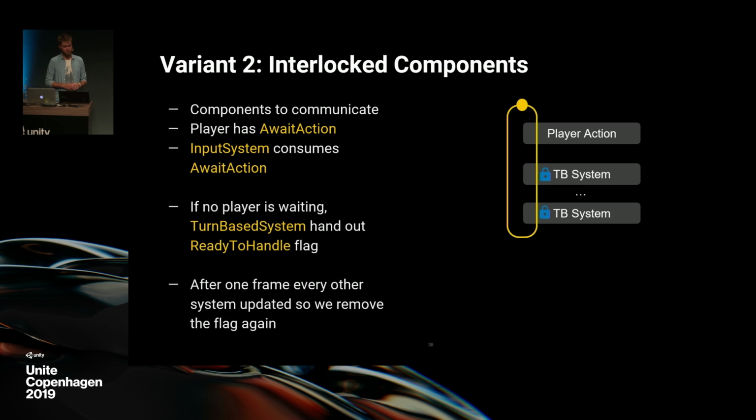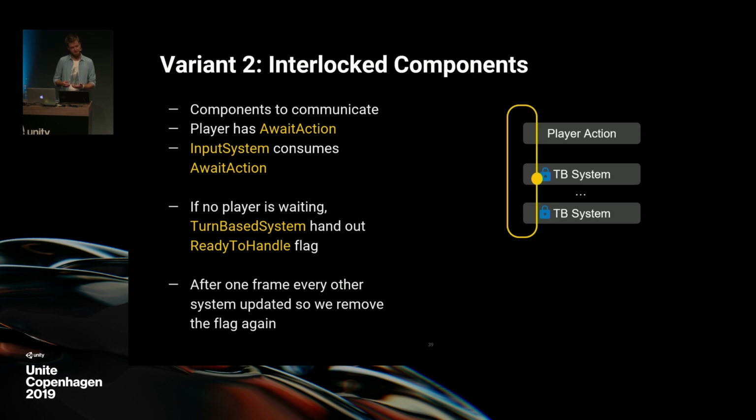So the idea is to use components without any data, just like a flag, to communicate between the systems. The idea here is that every player actor in a scene gets a flag that says, okay, you are awaiting an action. So we have this component on the player, and then when we use our input system, we actually consume this component. The input system gives the player the intention to move somewhere, and it takes away this flag that the player is waiting for something.